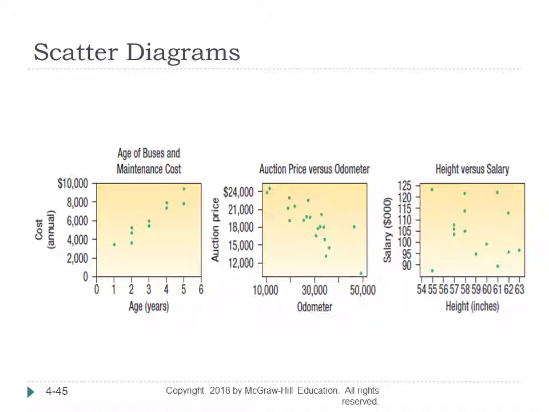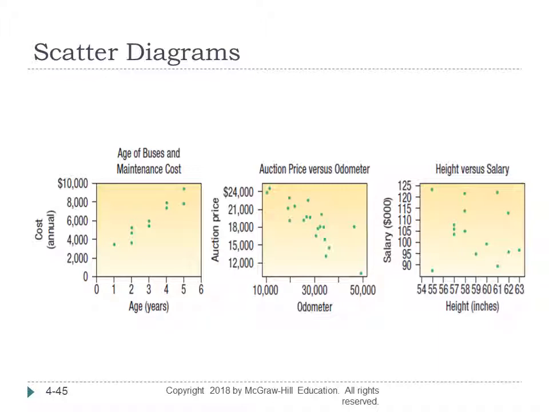So you can see the dots here are increasing, as you move from left to right. As the age of the bus increases, so does the graph rise, so the cost of maintenance also rises. So this is a positive relationship. That means you have a direct relationship. As one variable increases, the other one also increases.